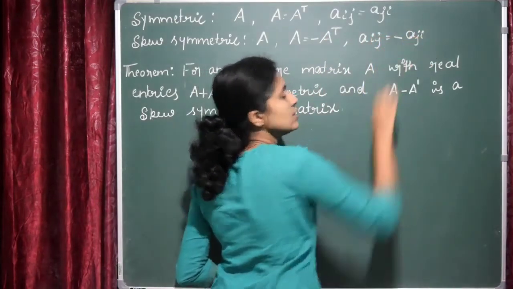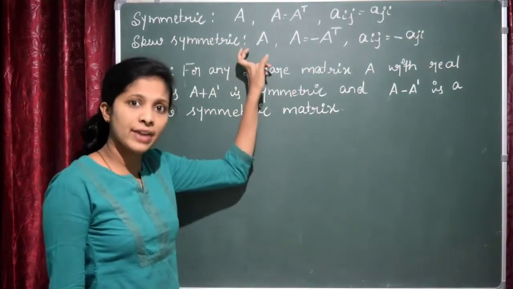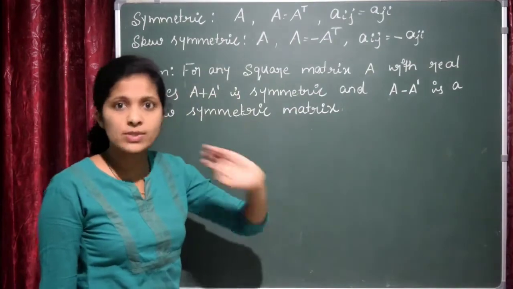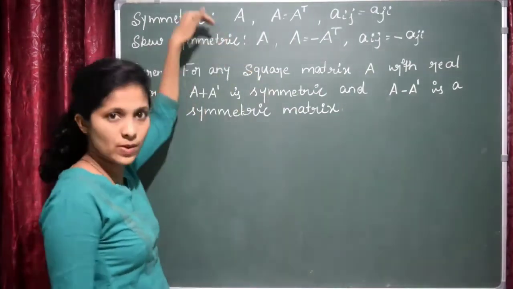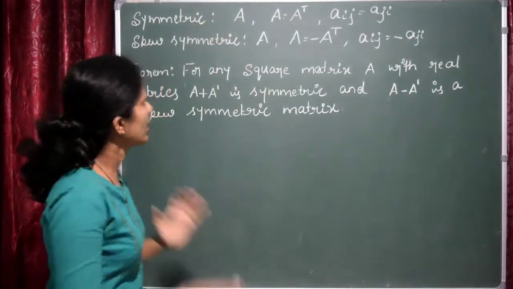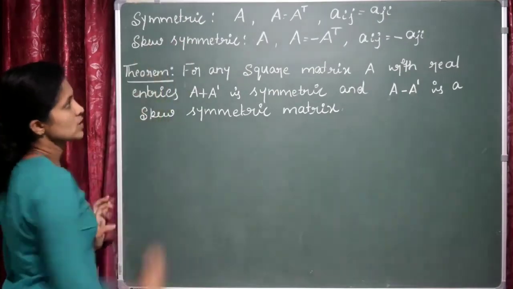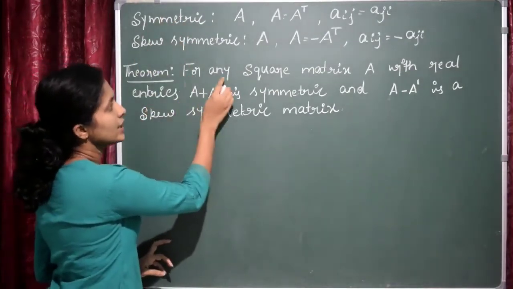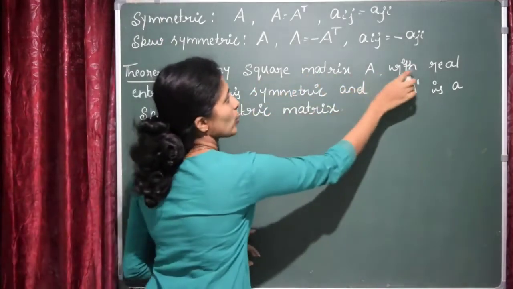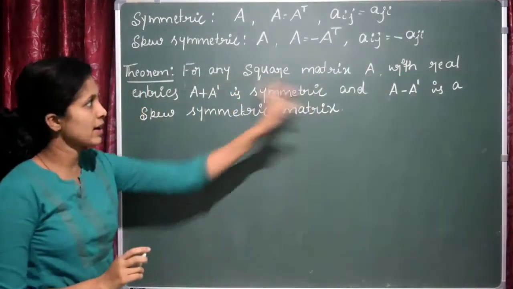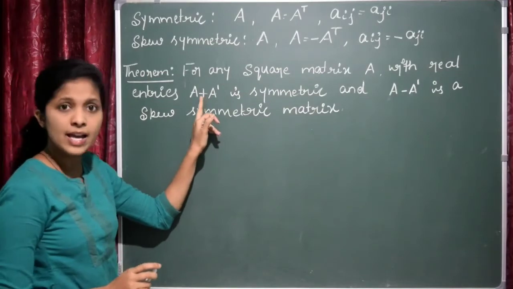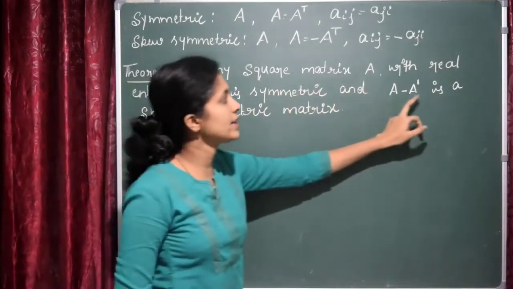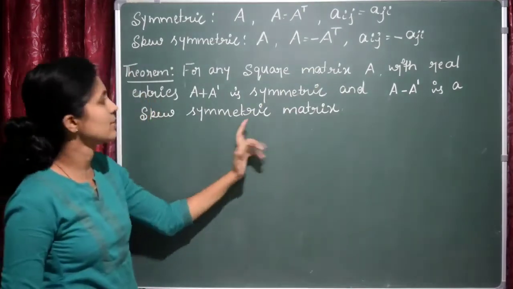One more thing here. The diagonal elements of a skew symmetric matrix should be equal to 0. I hope you remember this, symmetric and skew symmetric. Now there is one theorem based on the symmetric and skew symmetric. It is given that for any square matrix A with real entries, A plus A dash is symmetric and A minus A dash is a skew symmetric matrix.